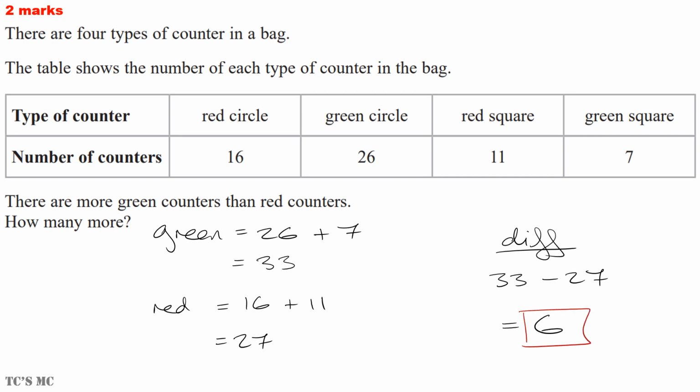For the first mark, for the method mark, if you've got the total green or the total red, or for saying 33 subtract 27, you would get 1 mark. Then you would get the final mark for saying the answer is 6.